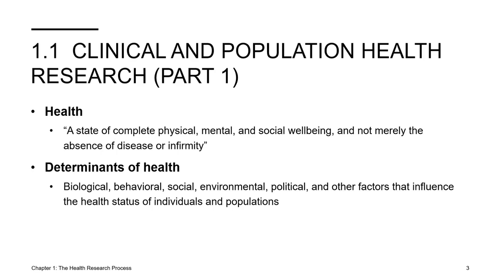This section covers some important definitions and descriptions of clinical and population health research. The World Health Organization defines health as a state of complete physical, mental, and social well-being, and not merely the absence of disease. Biological, behavioral, social, environmental, political, and other factors that influence an individual and population's health status are defined as determinants of health. How determinants influence health outcomes can be examined using the health research process.